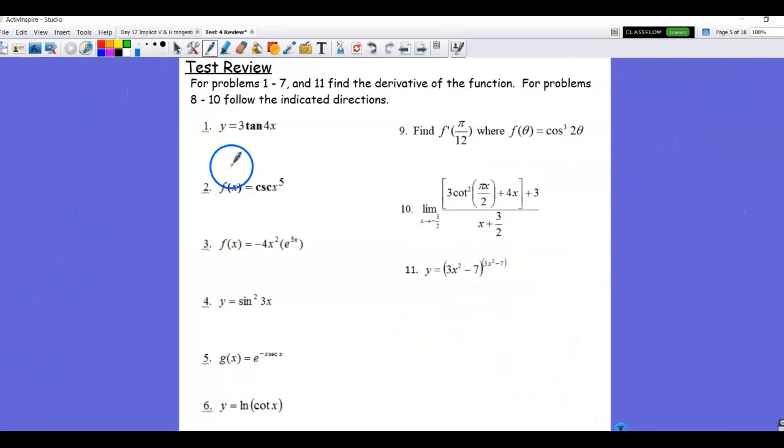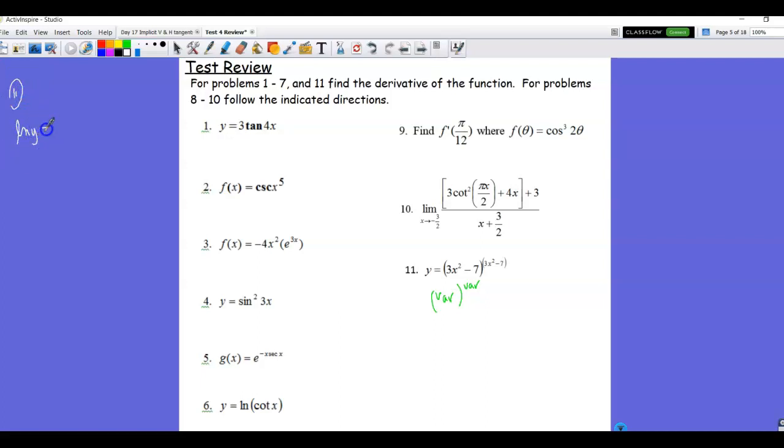In this case, I have a variable base raised to a variable power. So it's not exponential, it's not logarithmic, it's a variable base to a variable power, which requires log differentiation. So I'm going to do this over here. I'm going to begin in number 11 by taking the ln of both sides.